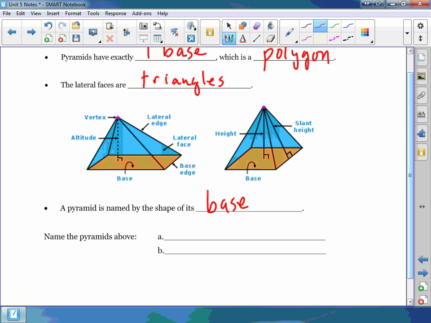So the pyramids here, the one on the left, that would be a rectangular pyramid. And the one on the right looks kind of rectangular, but maybe I'll tell you all four sides are equal like that and then call it a square pyramid.